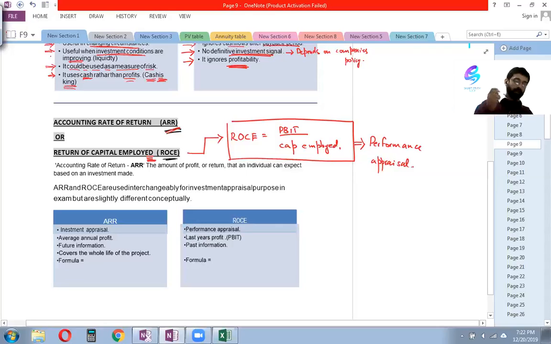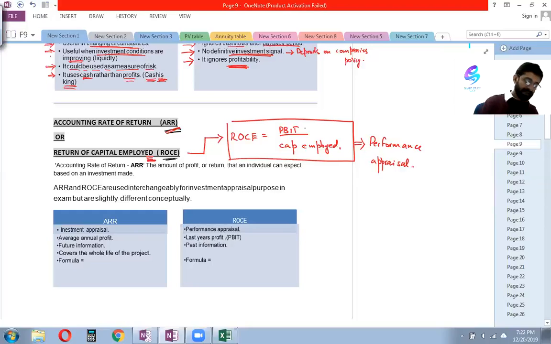Right? Now, what is ARR? If you do the same thing for the future capital employed and the future profits, that's what we call ARR, right? And that's why, because the formula is slightly different, of course, as you'll have the future profits and the future capital employed, right? So the formula will be different for ARR. But as we said, F9 is all about the future. So even if your examiner is saying return on capital employed, he basically means ARR, right?